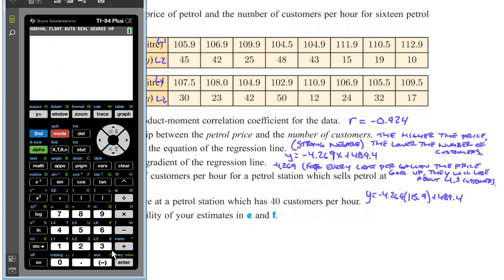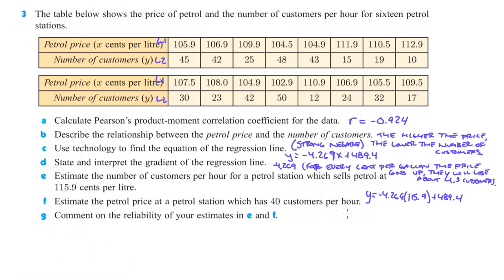Now we're simply going to calculate that out. So we do negative 4.269 times 115.9, and then we add 489.4. So they should expect to have -5 customers. Obviously, you cannot have -5 customers.